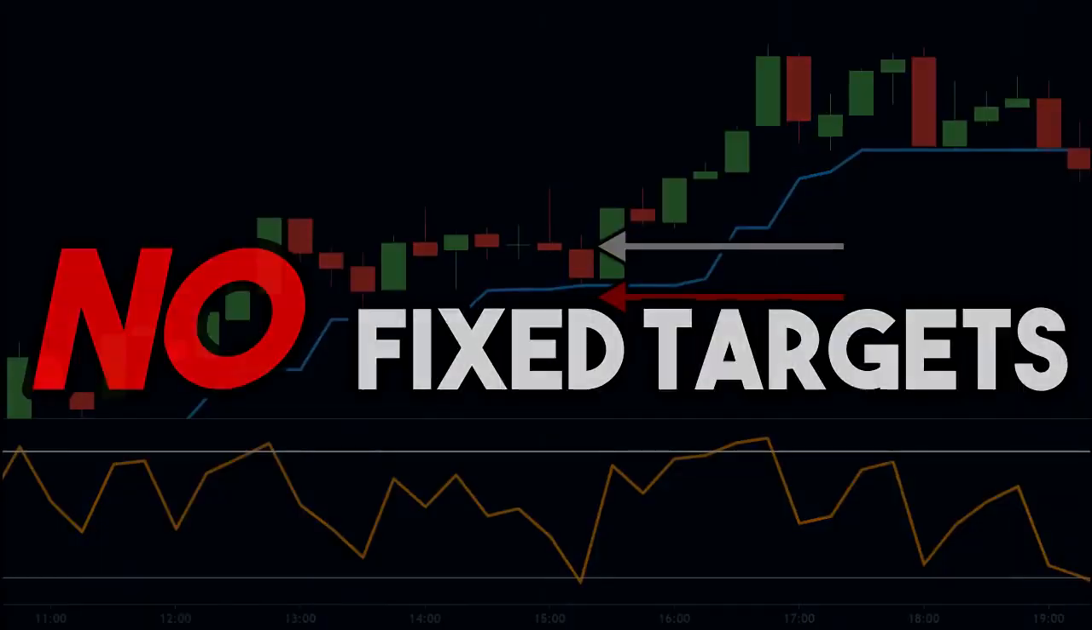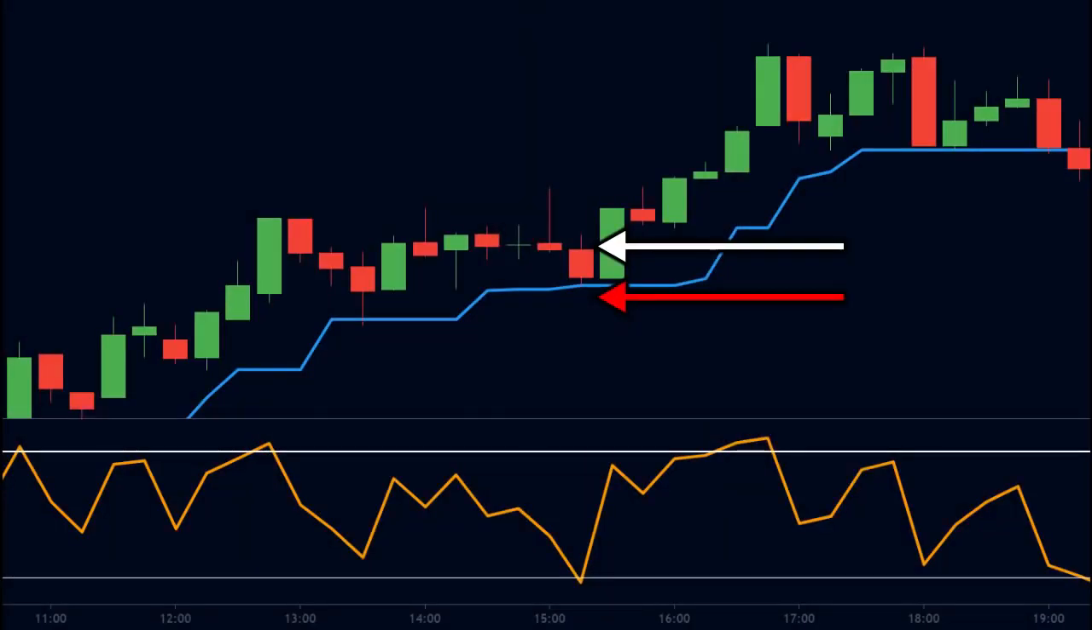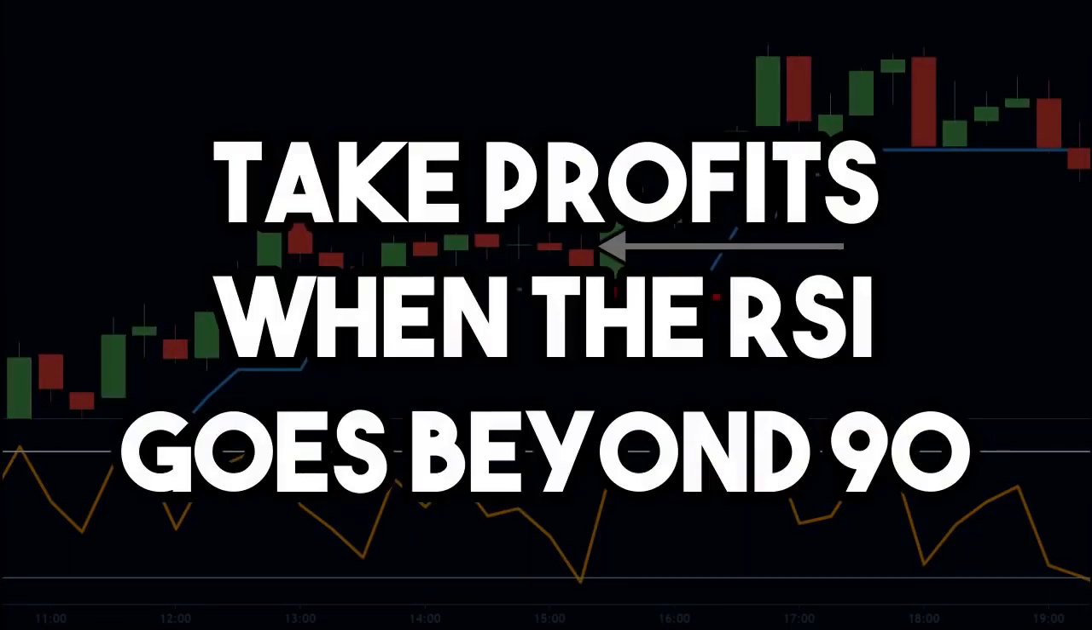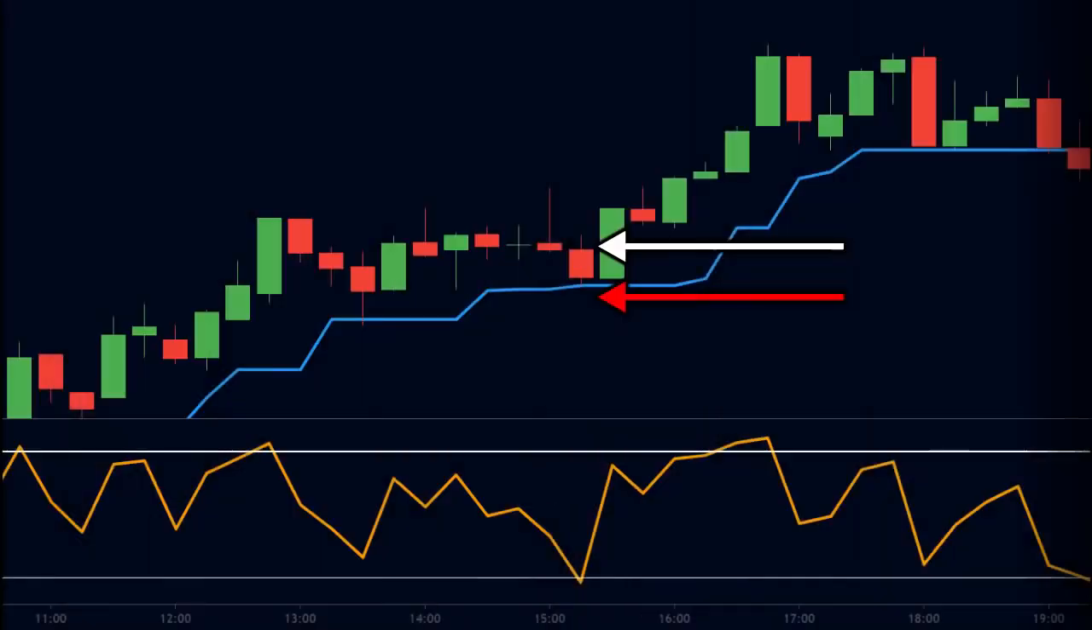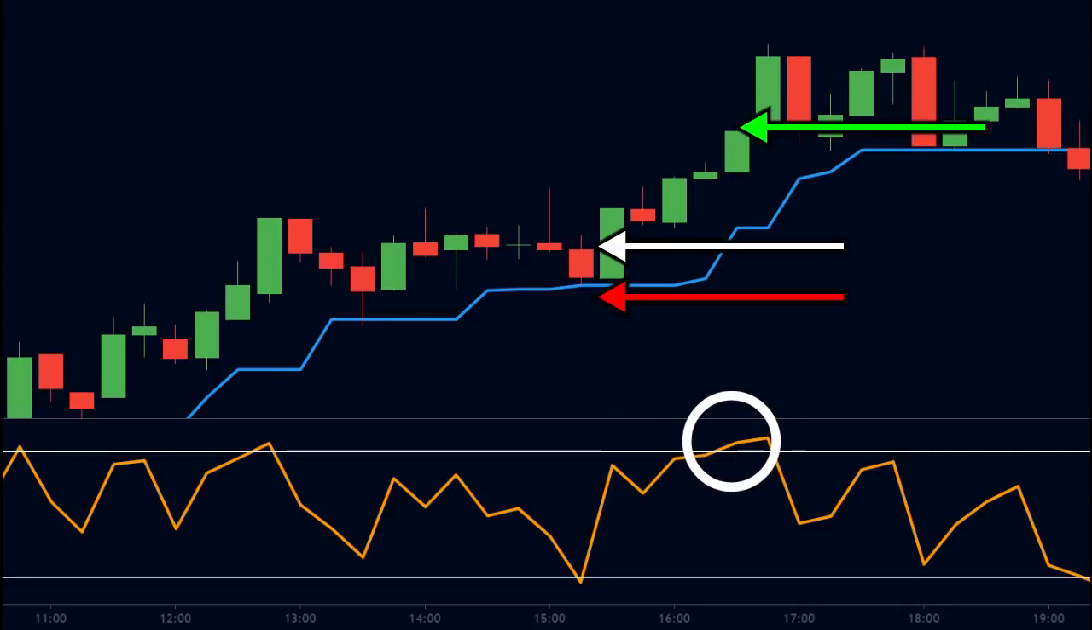For profits, we will not keep any fixed targets. Instead, we will do something different. We will take our profits when the RSI goes above 90. In this trade, we exit at the close of this candle, as the RSI closes above 90. So, we made profits here.